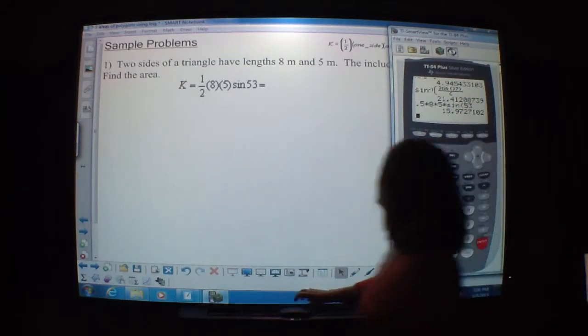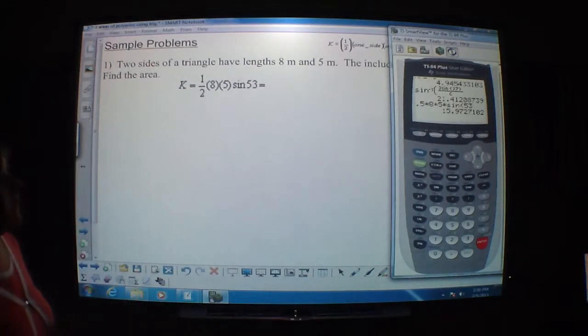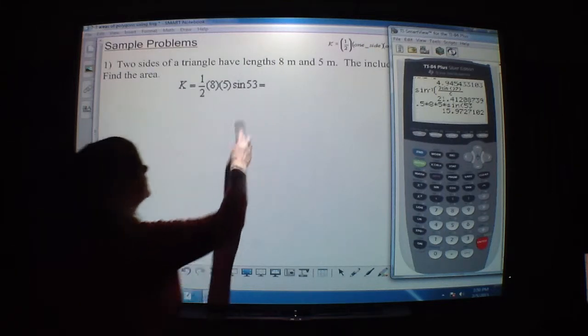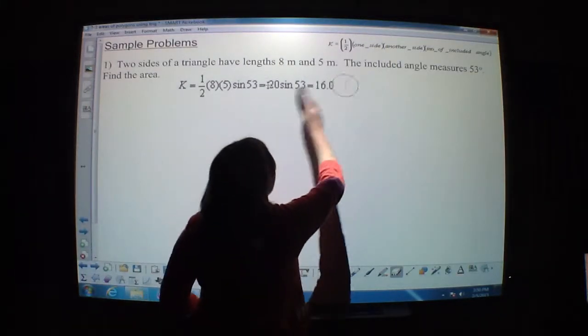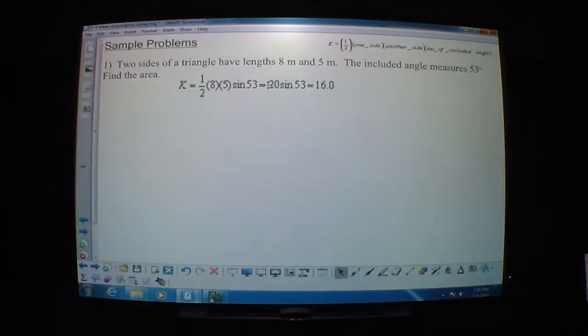And there I have it. 15.9727. If I round it to the nearest tenth, it would be 16.0. Okay? And there you are. You're done. Next one.